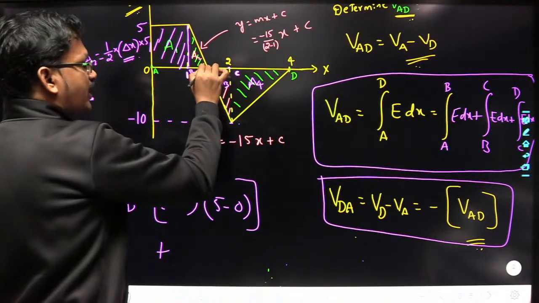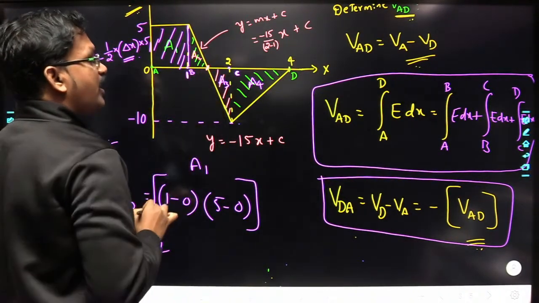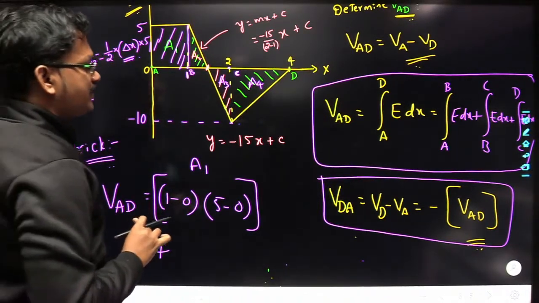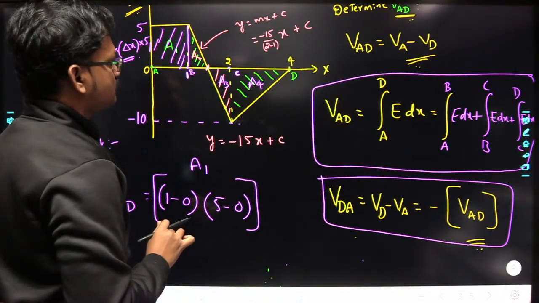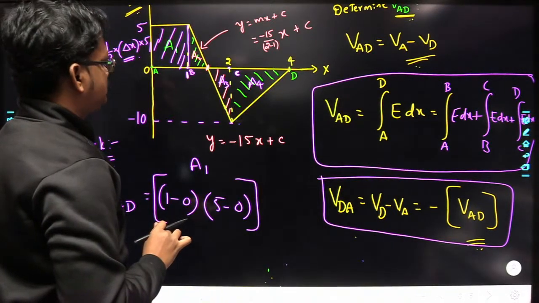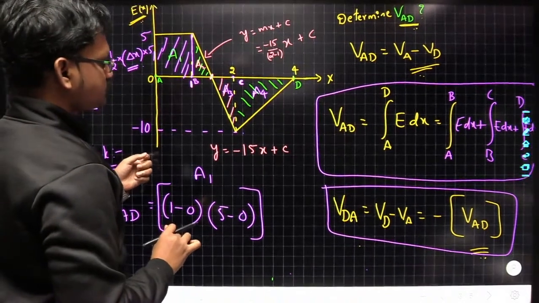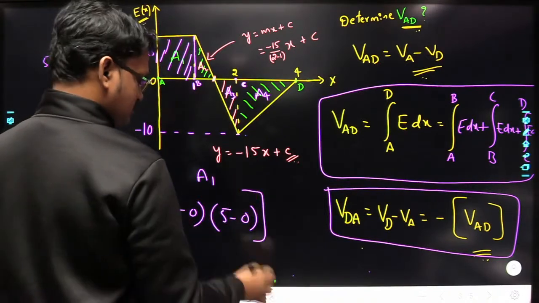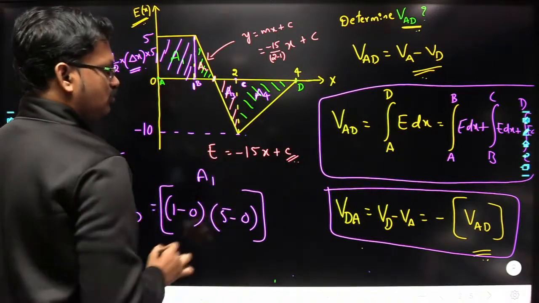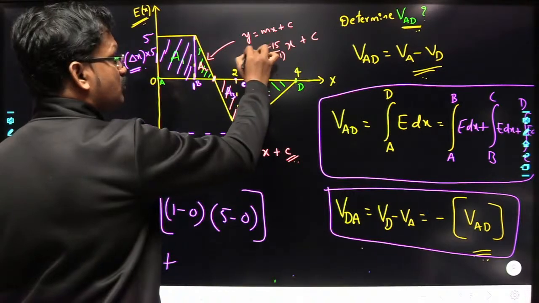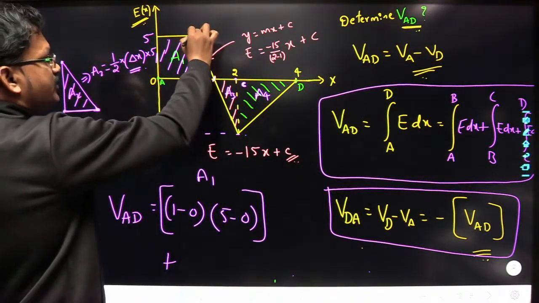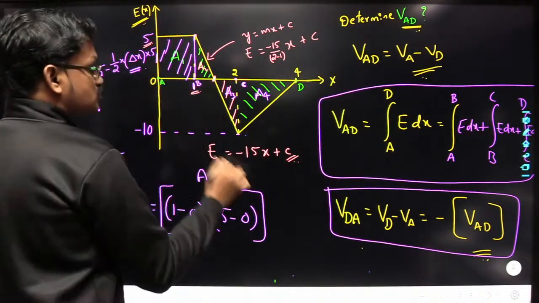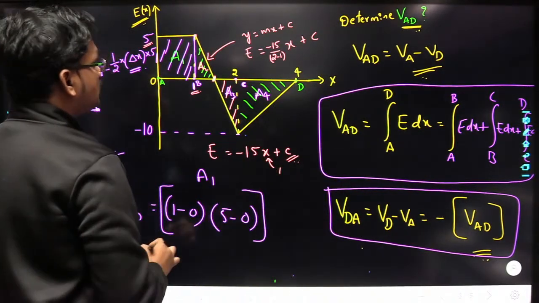Now we want the value at this location here. In order to determine the value at this location, I want to determine this constant value C, right? So actually this is nothing but electric field here, yes or no? E is equal to minus 15x plus C, right? So this is E equal to minus 15x plus C. Now see here, at this point, that means at x equal to 1, this electric field value is equal to 5. So I'm going to write that one here: at x equal to 1, electric field value is going to be 5.